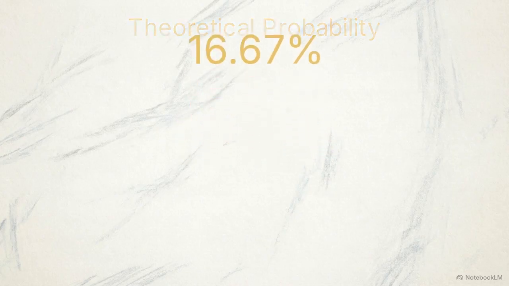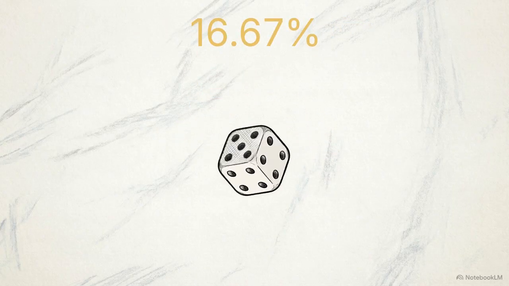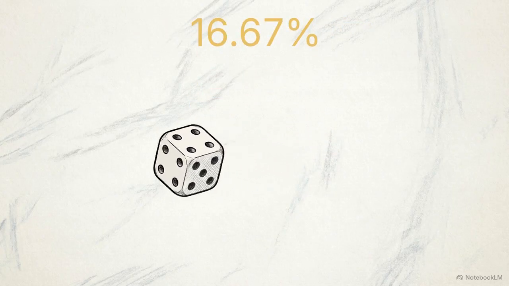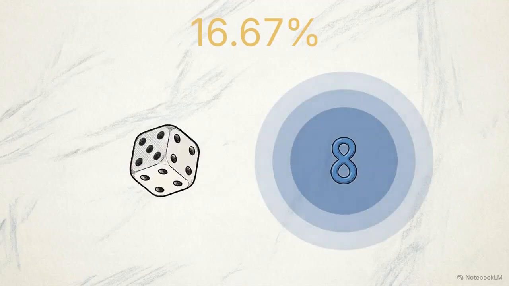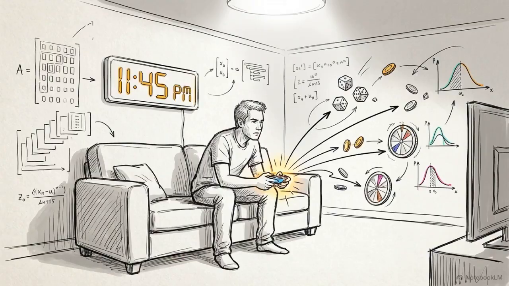That 16.67% represents a mathematically ideal expectation. It assumes a perfectly balanced die, rolled an infinite number of times. But humans play in short, contained sessions. The actual observed result of a specific sequence of attempts is called experimental probability.